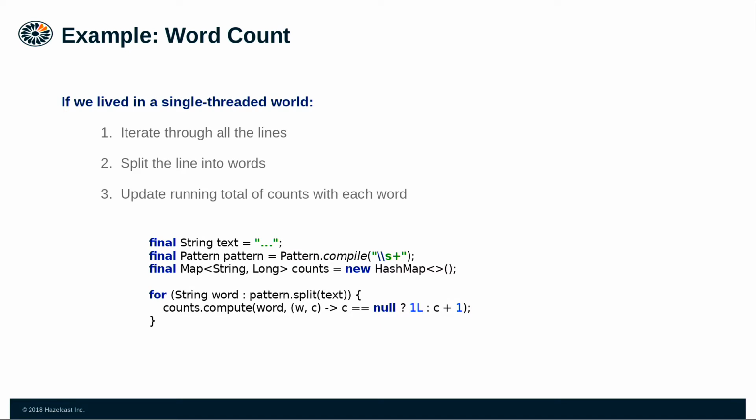So imagine that we are living in a single-threaded world and we are trying to do a word count example. So this is what we do. We have a long string somewhere. We are just splitting it with the white spaces. I have a map for the counts for each word, and I just split it and compute or increase the count. So how am I going to convert this to run on a distributed environment?